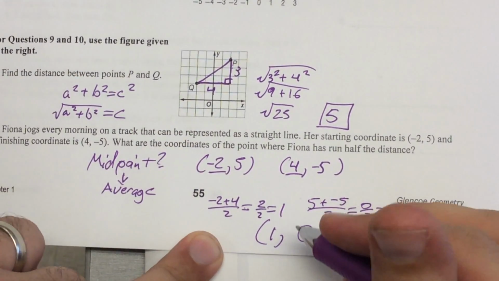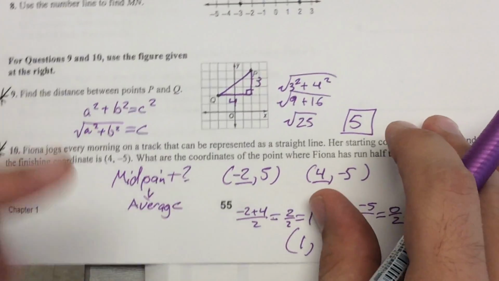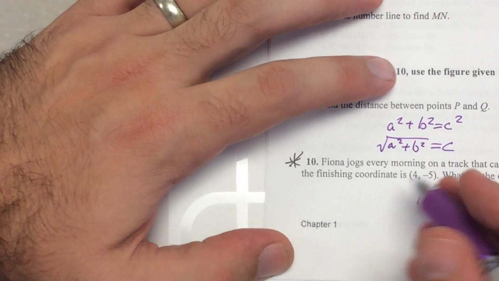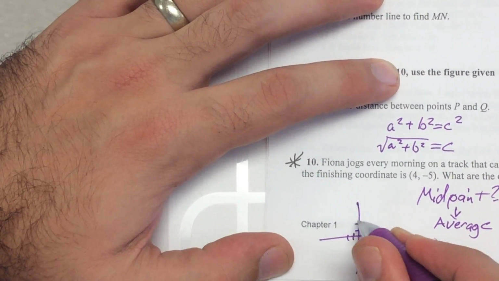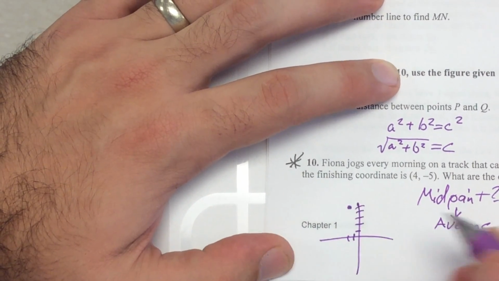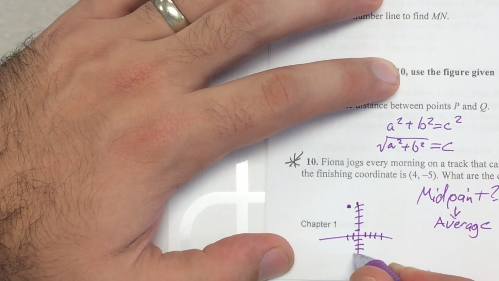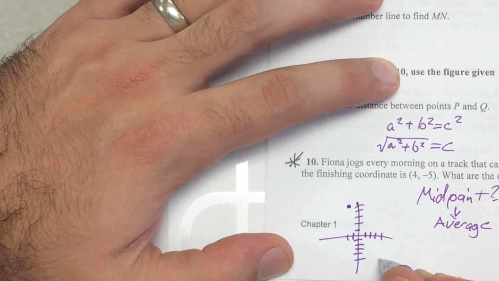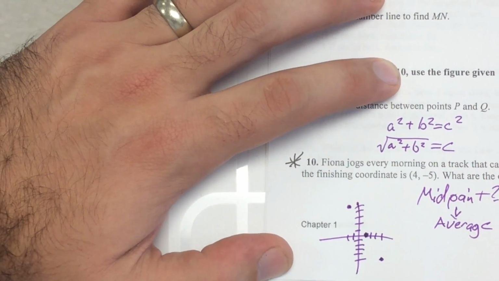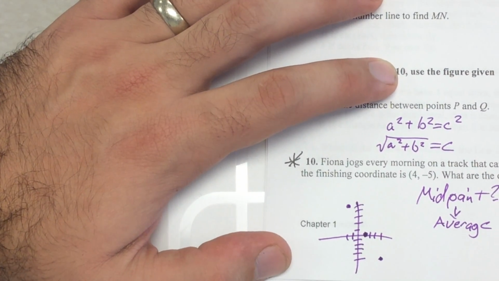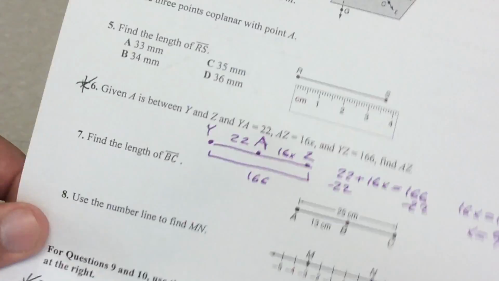Whenever you do a problem like this, you really should just do a real quick sketch to make sure that you're not just being crazy. So let's just do a real quick sketch here. -2, 1, 2, 3, 4, 5. And then 4, 1, 2, 3, 4, 5. And then we're saying it's 1, 0. That seems to make sense. All right, let's move on.